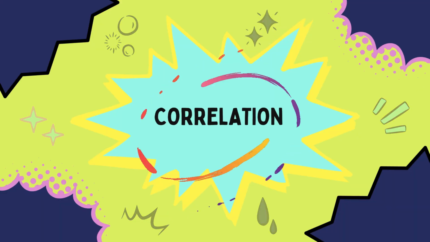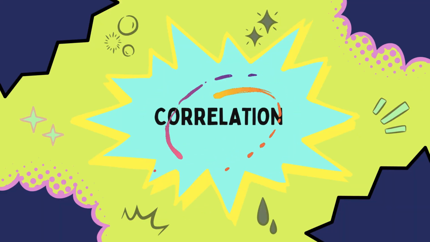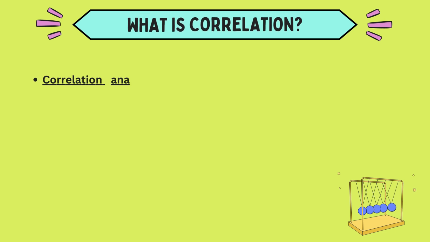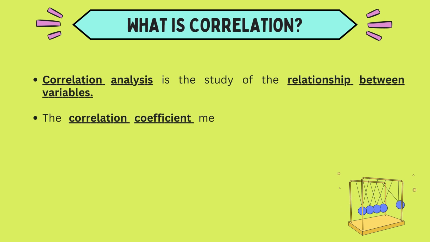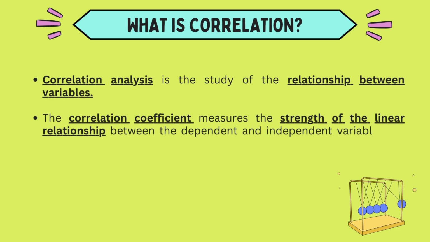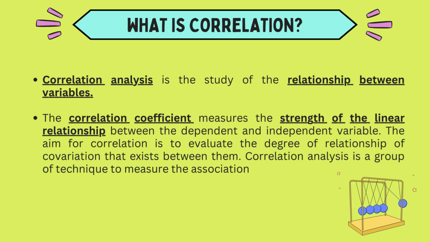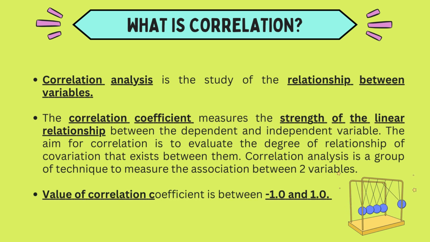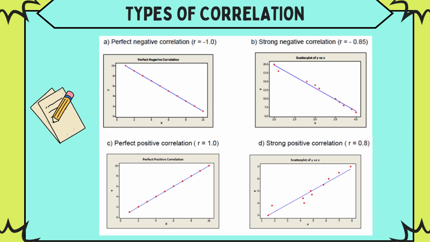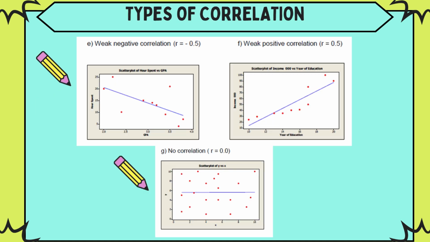By using the numerical method, we will explore more on the correlation. The correlation coefficient measures the strength of the linear relationship between the dependent and independent variable. The value of the correlation coefficient is between -1.0 and 1.0. These are examples of types of correlation with their coefficient values, such as perfect negative correlation with R equals -1.0 and strong negative correlation with R equals -0.85.